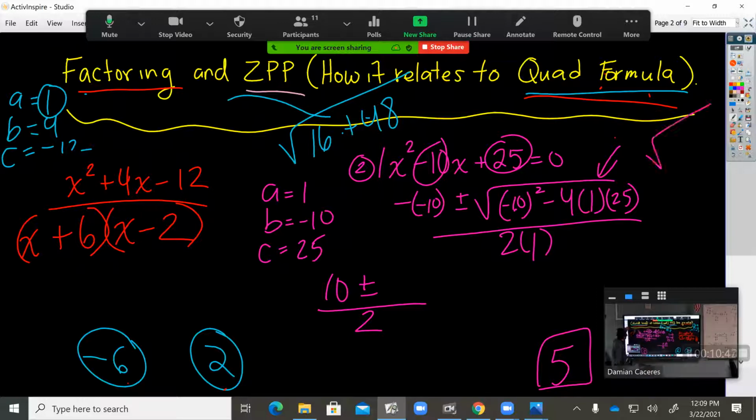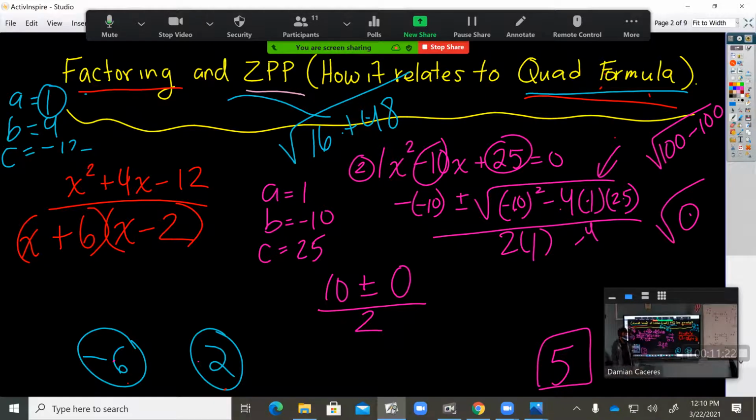Negative 10 to the second power is positive 100. Negative 4 times 1 is negative 4. Negative 4 times 25 is negative 100. Now, what's 100 minus 100? 0. Now, this is what we talked about. If the discriminant is negative, no solution. If the discriminant is 0, you're going to end up with one solution. And if your discriminant is bigger than 0, it's going to have two solutions like we had there. So this is going to give me one solution. This is why it gives us one solution.